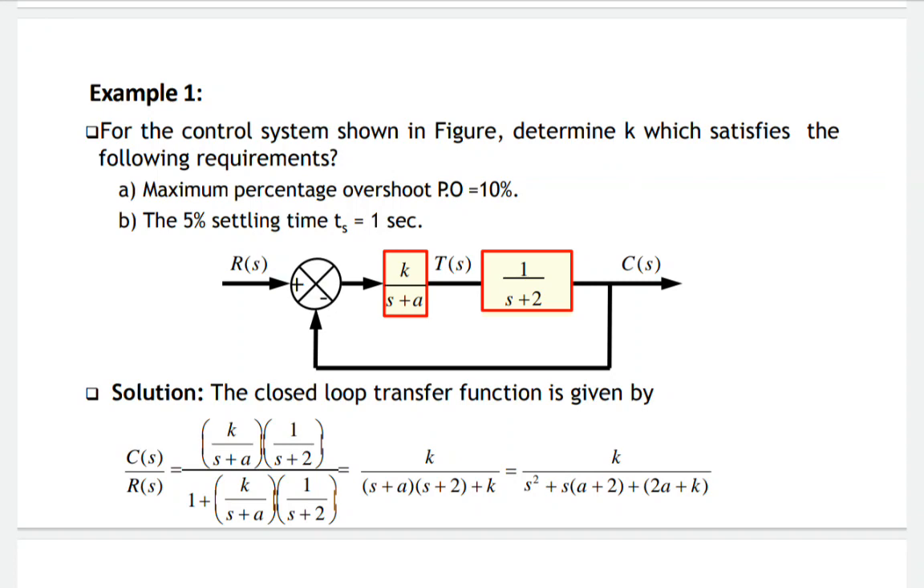One transfer function is K by S plus A, another is 1 by S plus 2, and according to the block diagram reduction concept, you know how to cascade these two blocks. Those are in series, and subsequently our next aim is to determine the total transfer function, C of S by R of S, that is K by S plus A into 1 by S plus 2, divided by 1 plus K by S plus A into 1 by S plus 2. That generates, after simplification, K divided by S squared plus S into A plus 2, plus 2A plus K.